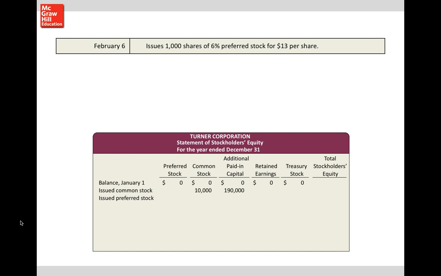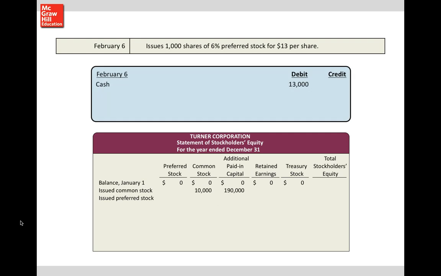Next up, they issued 1,000 shares of 6% preferred stock for $13 per share. We're going to recognize the cash for the amount that we got. The preferred stock will be recorded at par value, and the additional paid-in capital will be the difference. So, under the preferred stock column, we'll have $10,000, and the additional paid-in capital column will have $3,000.